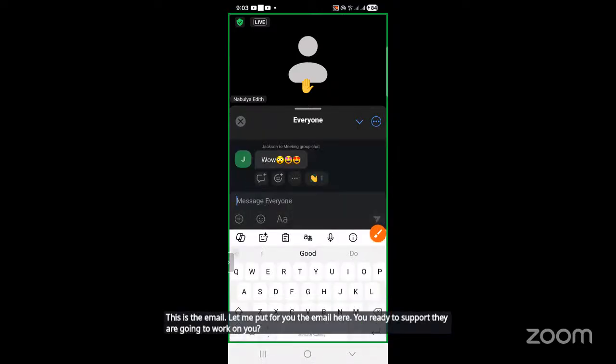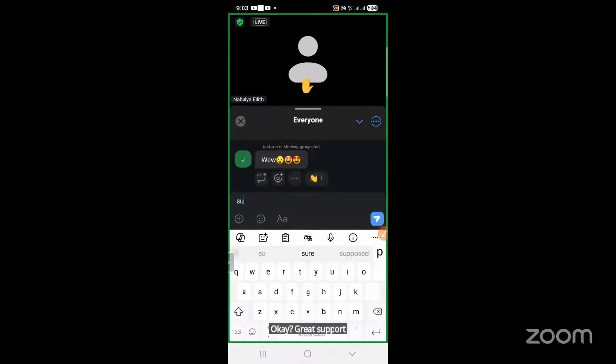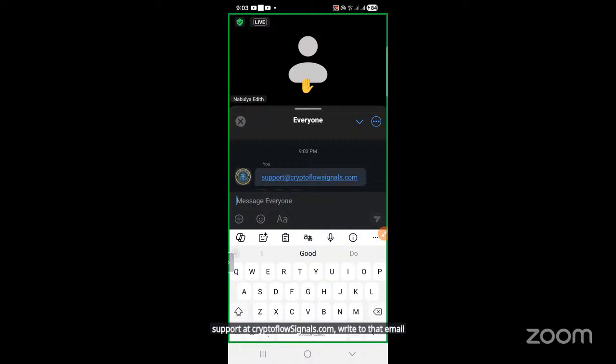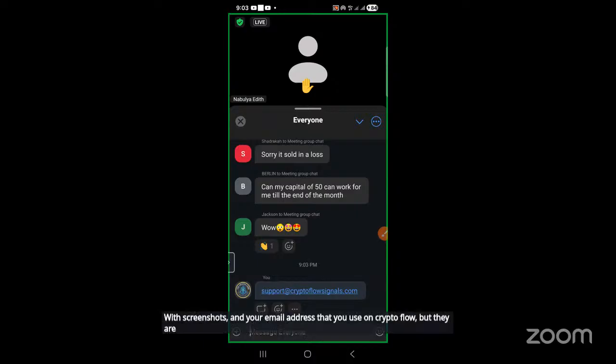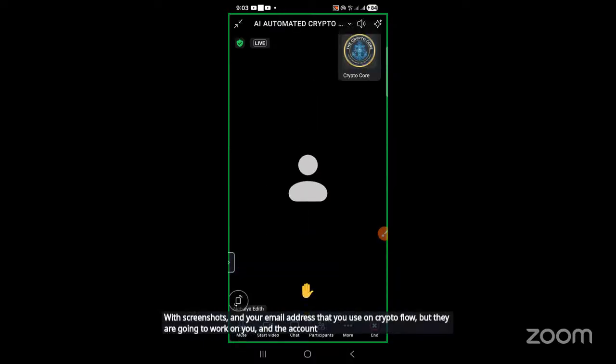Write to support at cryptoflowsignals.com. Copy that email. Go to your Gmail and send them your issue with screenshots and the email address that you use on CryptoFlow. They are going to work on it for you, and the account will become stable.